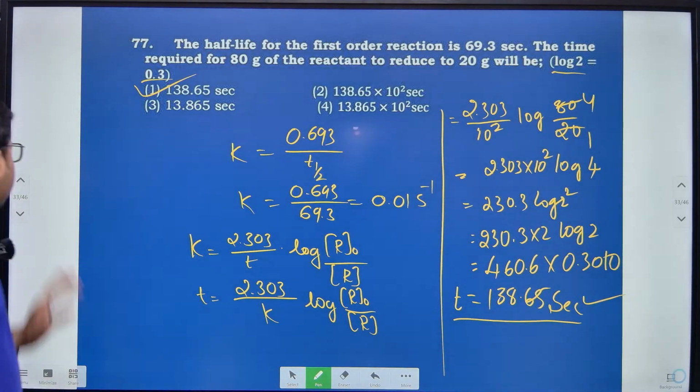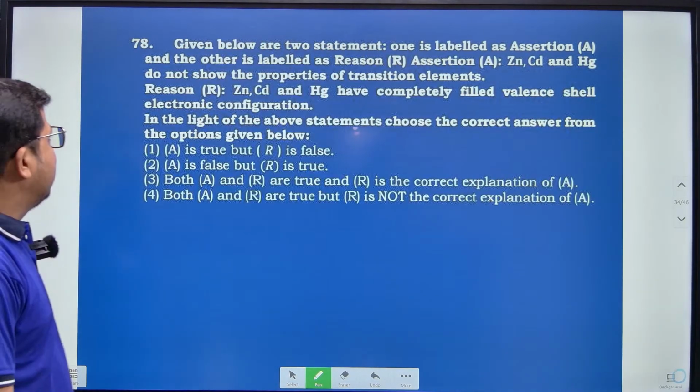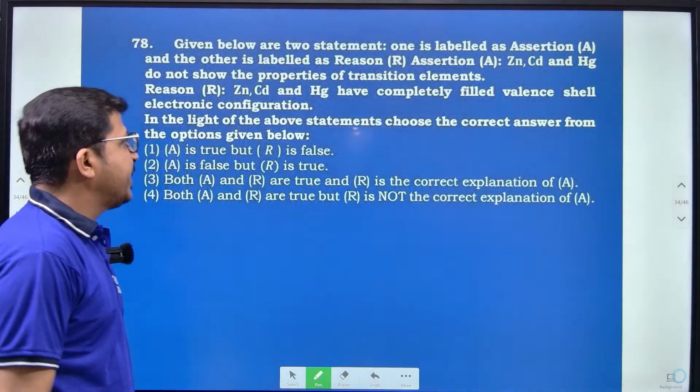Yes, let us move to the next question. Yes, given below are two statements.